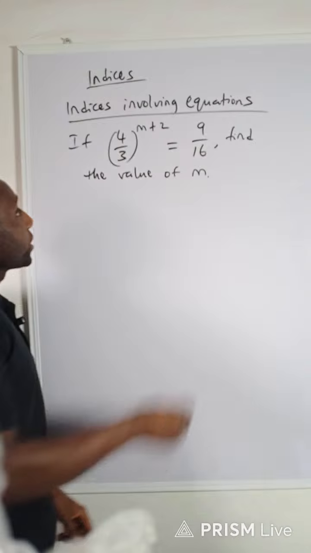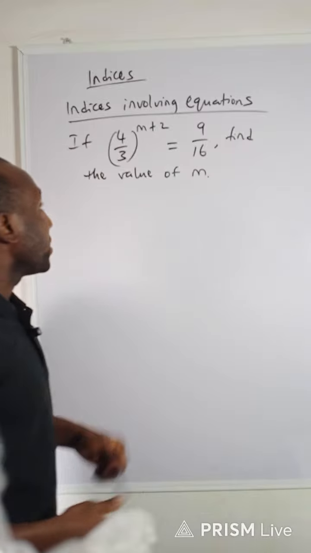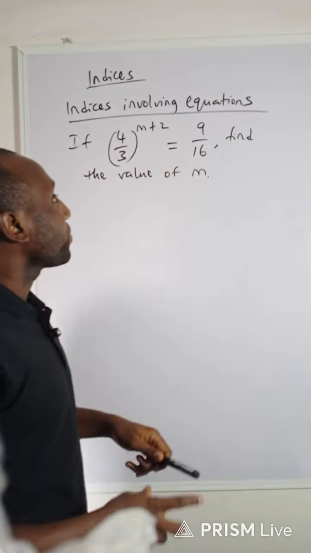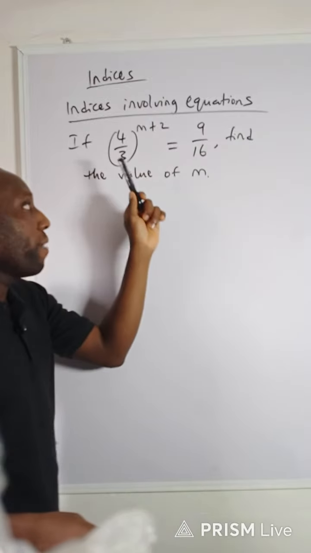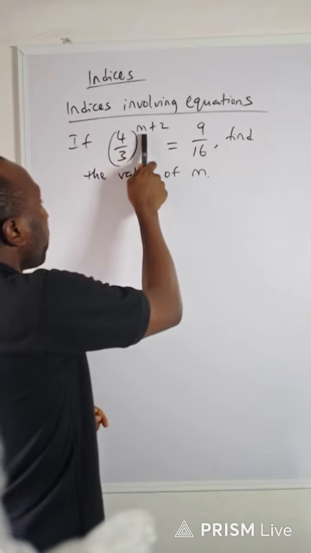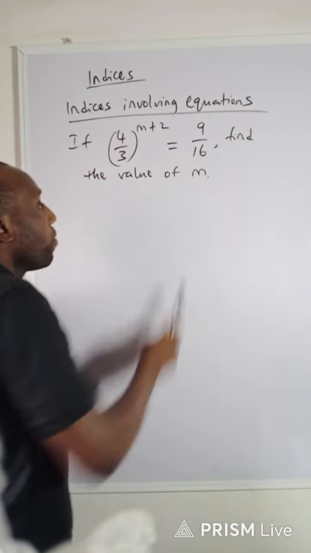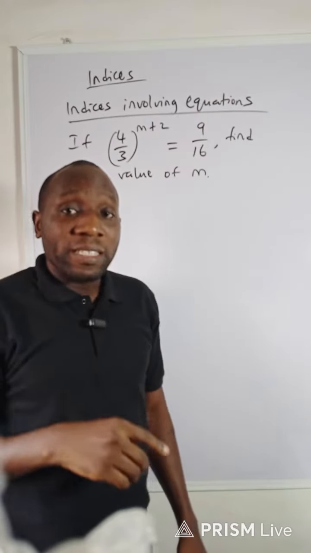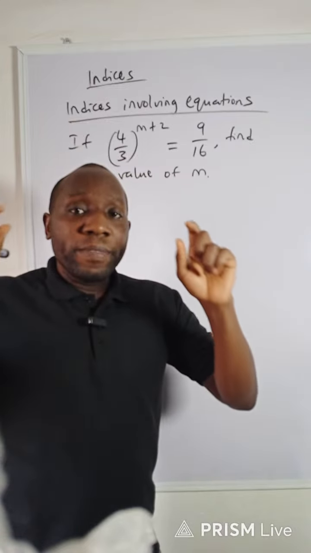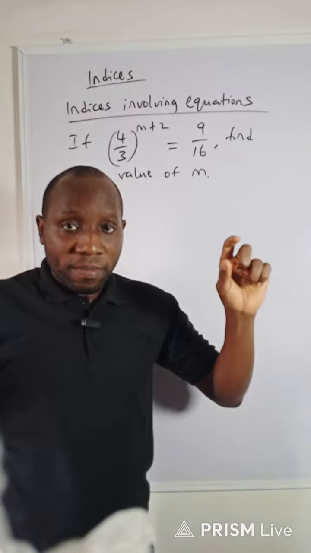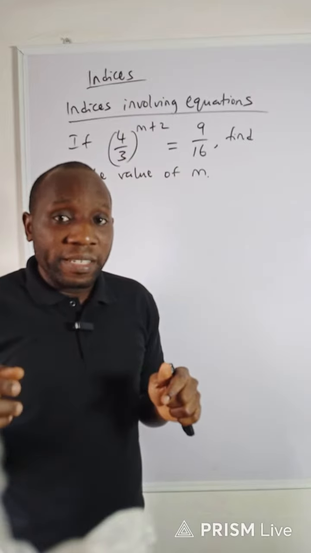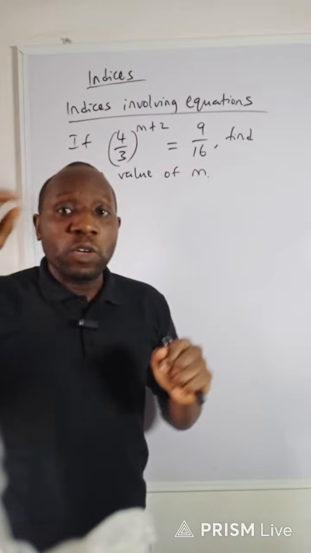So let's begin. Look at the equation we have here. If 4/3 all raised to the power of m plus 2 is equal to 9/16, find the value of m. Yesterday, from the last lesson, I told you that if you want to solve an equation and the bases are the same, then you can equate the exponents.